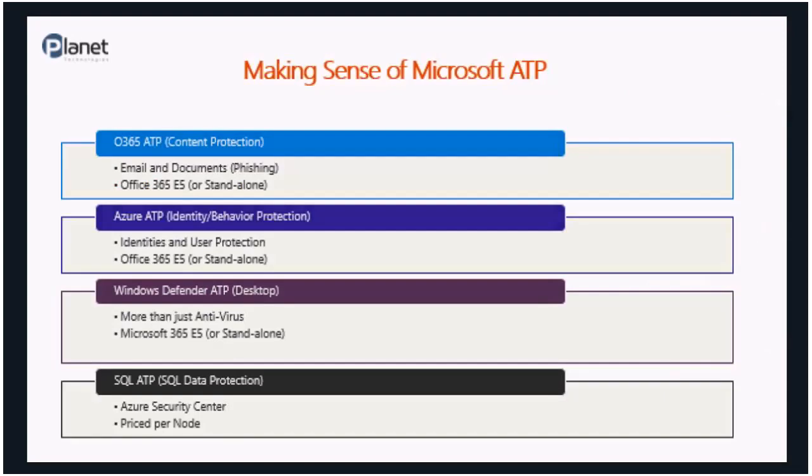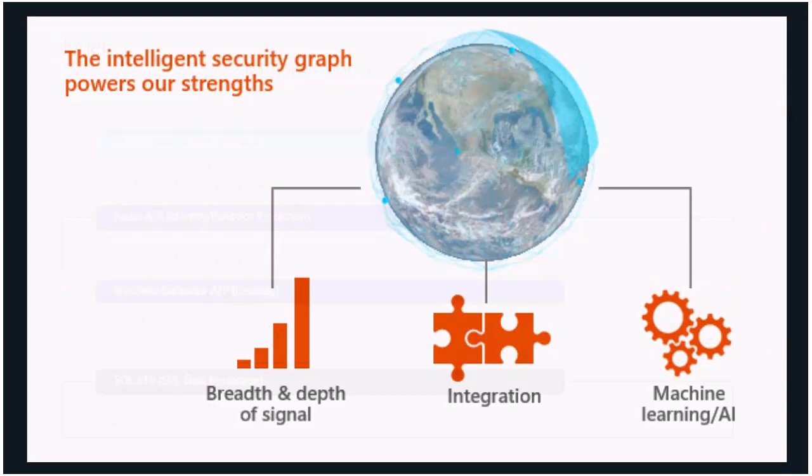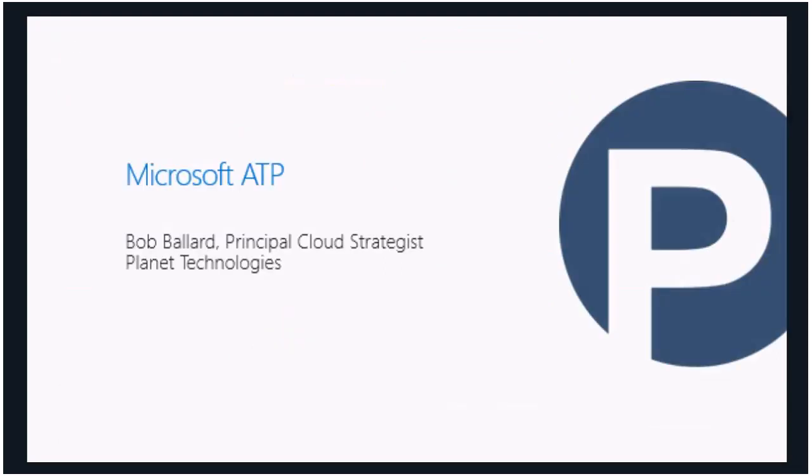I missed the part about the licensing. If I understand correctly, ATP is included with the E5 licenses except for the SQL, which is a license per node. Is that correct? That is correct. Hold on one second, it's a lot of slides to go back through, but I will pop it up for you. Pretty much anything that has ATP in the name relies on an E5 license. There's the slide.